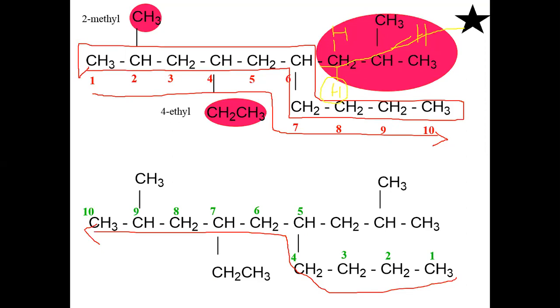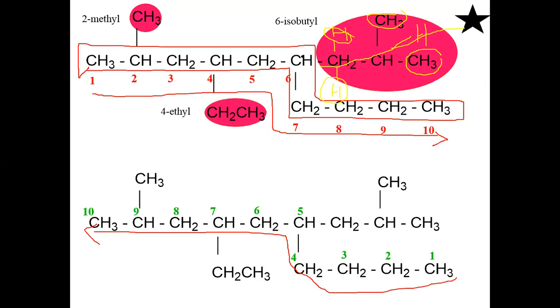Kanan ada satu H, sini ada satu H, sini ada CH3, CH3 balance kiri dan kanan. So it's an iso. 1, 2, 3, 4. So isobutyl pada position carbon yang ke-6. So dia ialah 6 isobutyl.